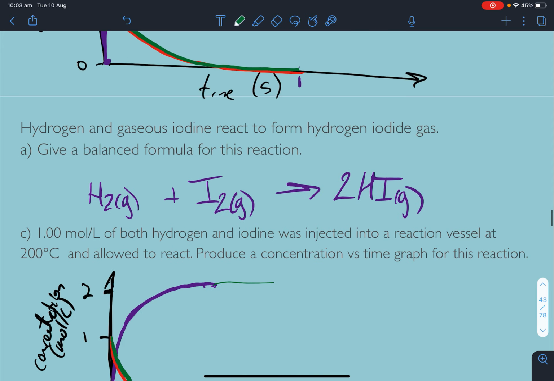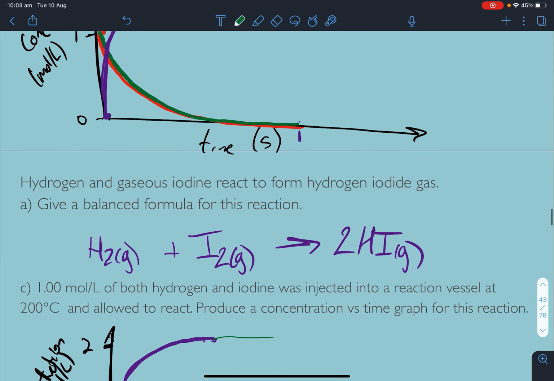Still the same stoichiometry. It's just happening quicker, so we're getting steeper curves.